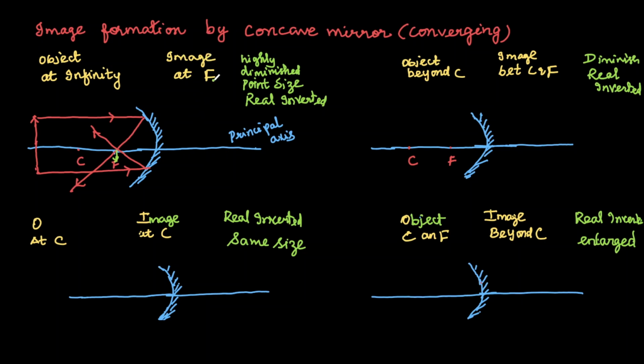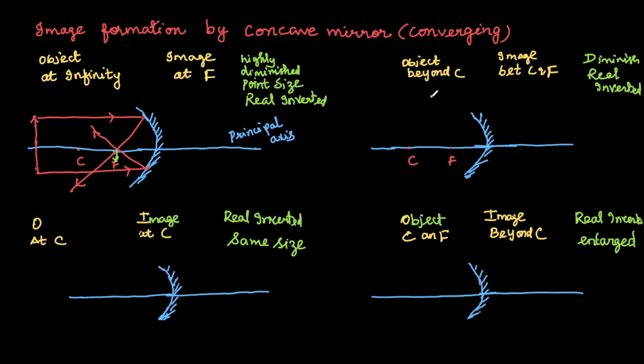The image will be formed at the focus. It is a highly diminished, point sized, real and inverted image. So it is a real image, able to be captured on the screen, and we are getting an inverted image.